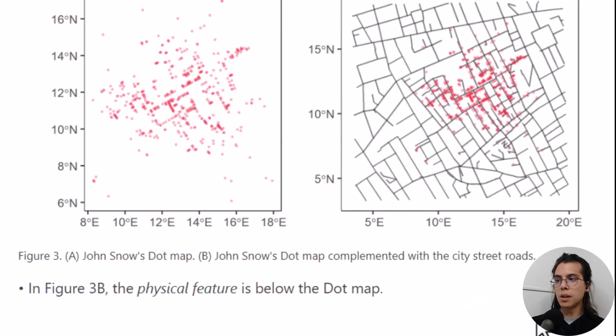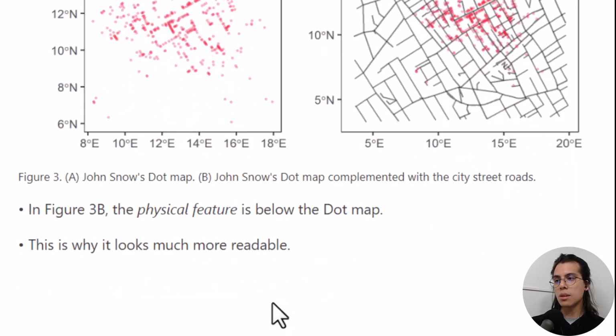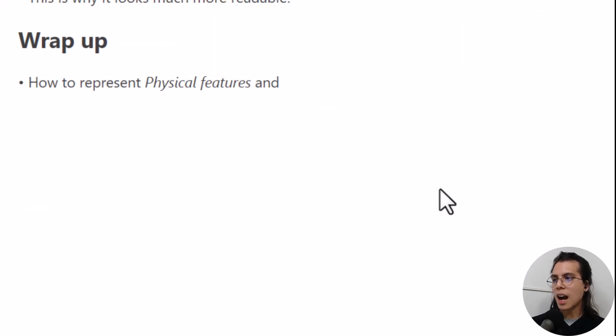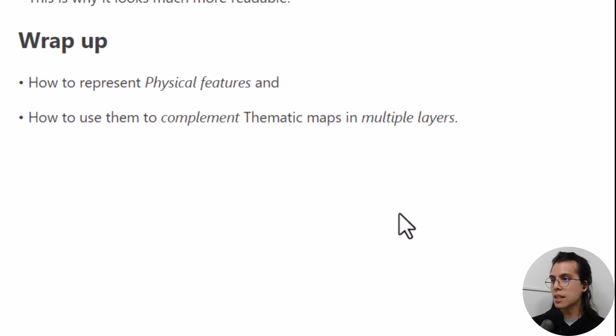So in figure 3b, the physical feature is below the dot map. This is why it looks much more readable. Okay, so to wrap up, we learned in this lesson how to represent physical features like rivers and streets, and how we can use them to complement thematic maps like choropleth maps or dot maps in multiple layers.